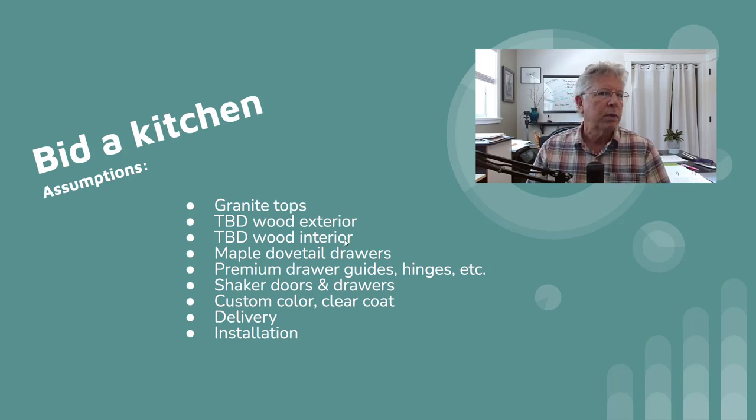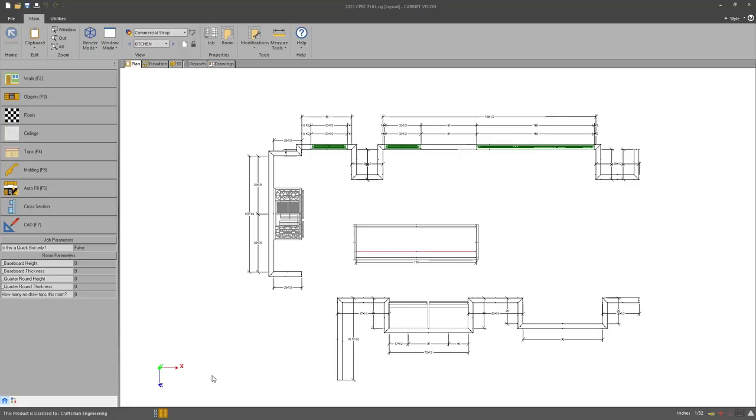I'm going to assume premium stuff. In a good, better, best scenario, this would be best. Granite tops, best material, maple dovetail drawers, premium hardware, shaker doors and drawers, painted, custom color, stain and clear coat, with delivery and installation. So now that we have our guns loaded, let's move on to Cabinet Vision.